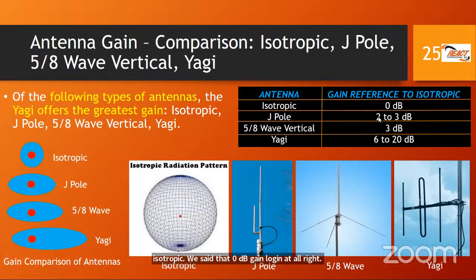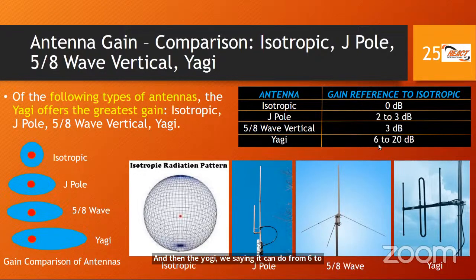The J-pole can give a gain of somewhere between 2 and 3 decibels with respect to the isotropic. The 5/8 wave vertical antenna gives about 3 dB with respect to the isotropic, right? So not much more than the J-pole, but a bit more, or about maximally. And then the Yagi, we're saying it can do from 6 to 20 dB.